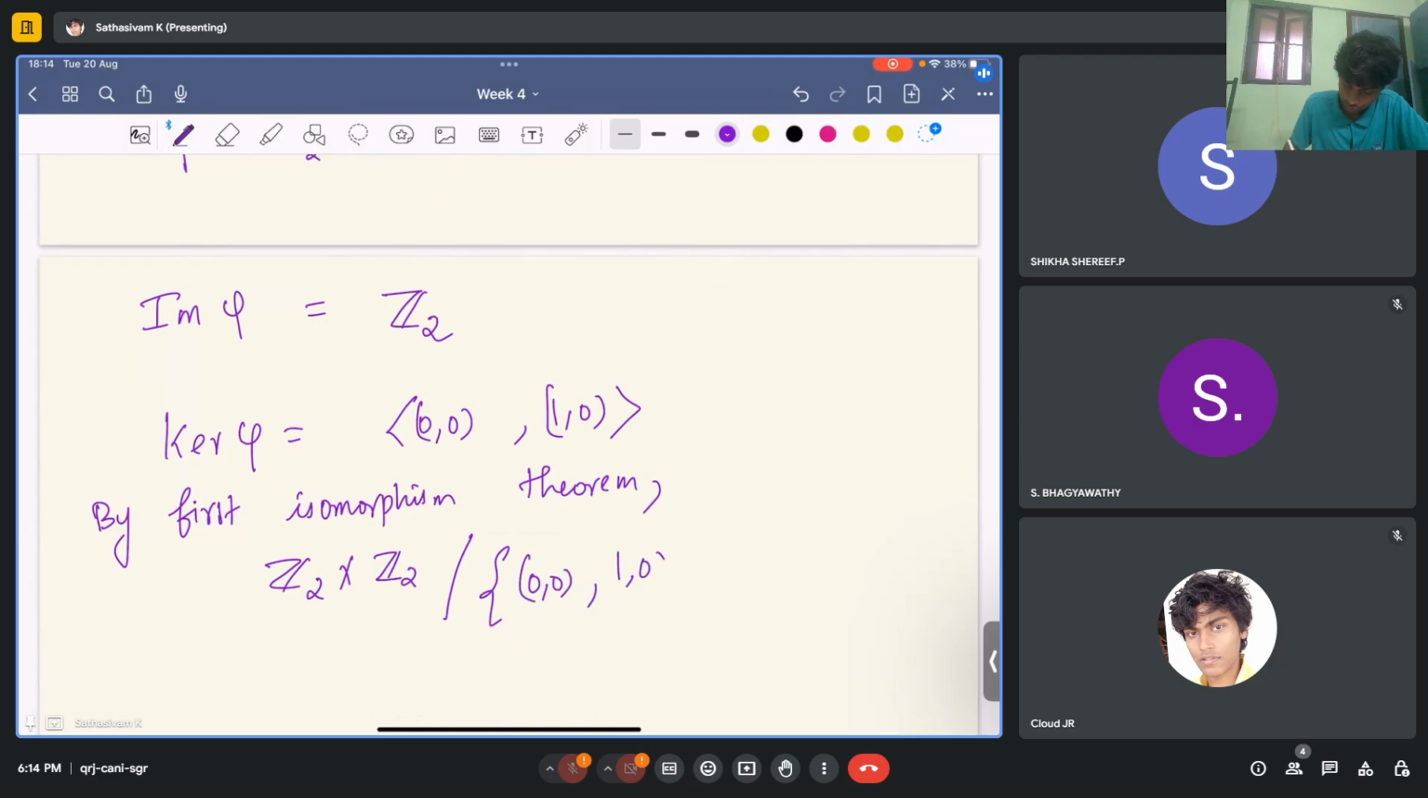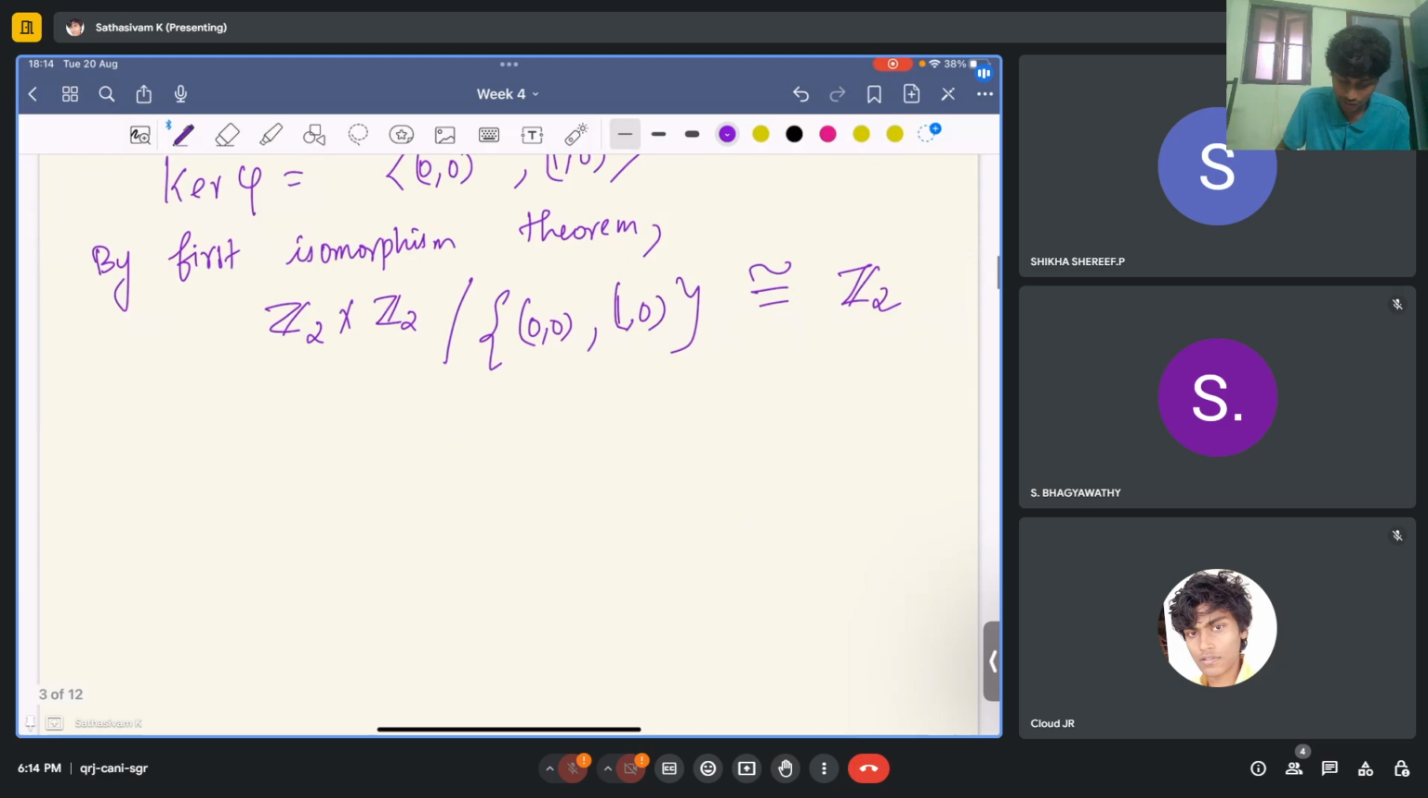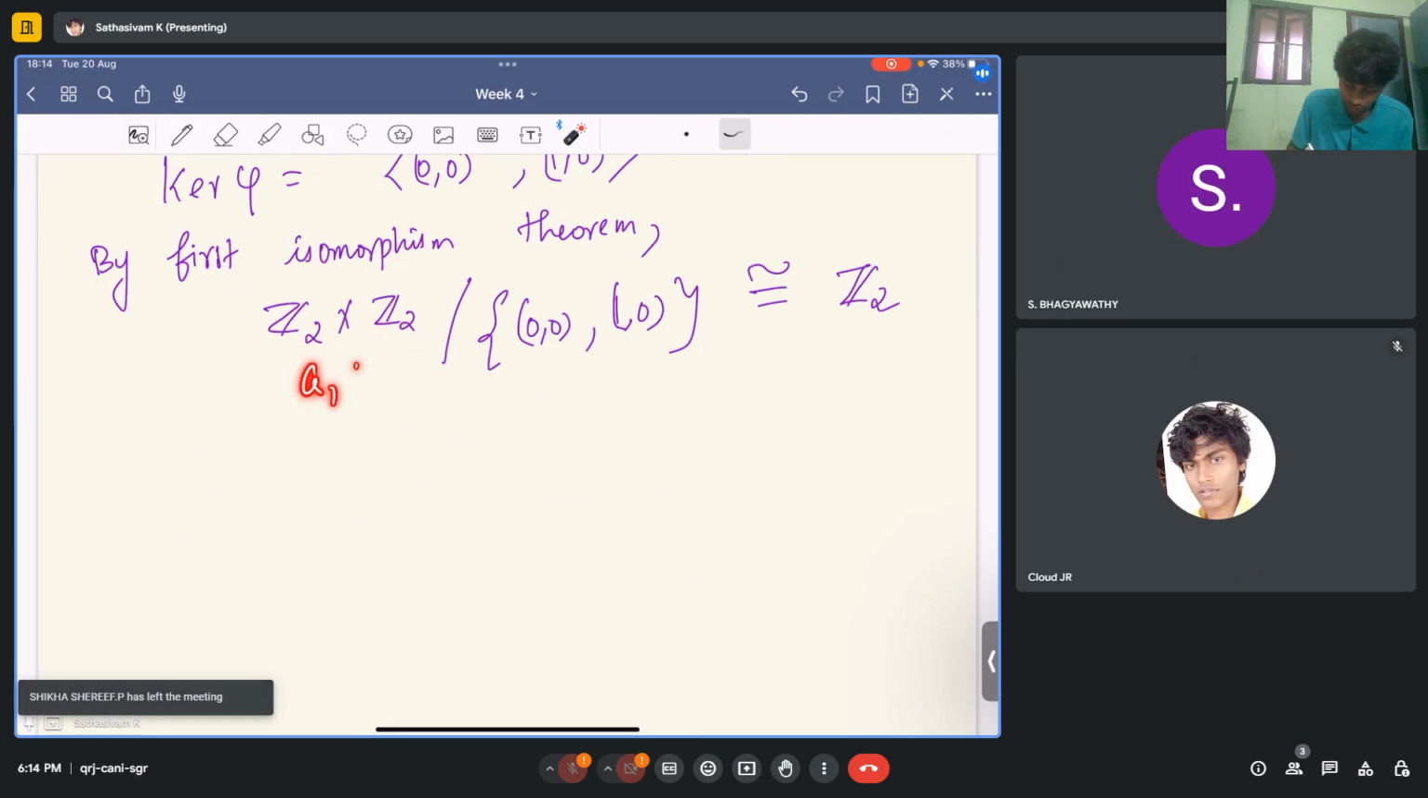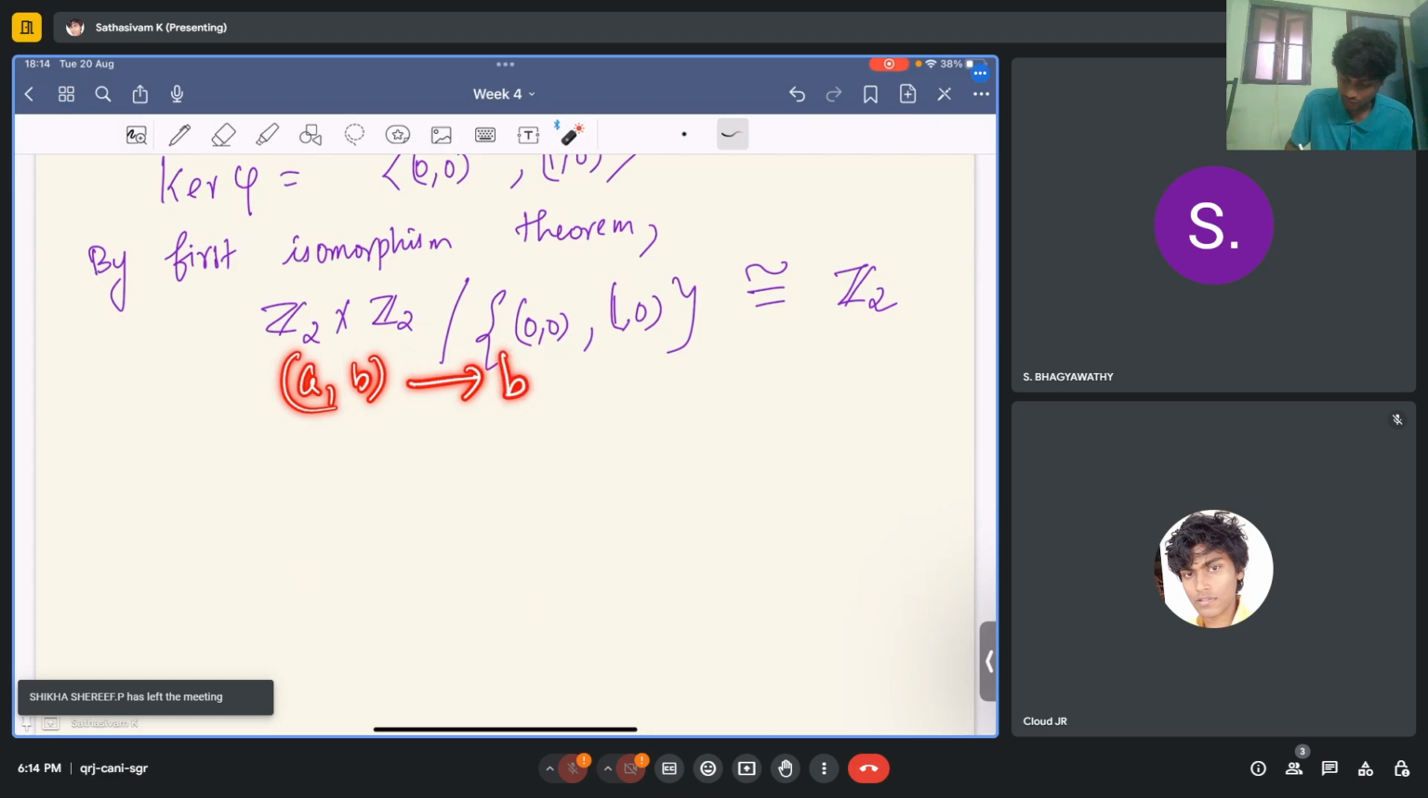So we have the subgroup, and this is isomorphic to the image, which is Z2. If you want to visualize it, this is kind of like a projection. If you know linear algebra, this map is kind of like the projection map. But anyway, basically what you're doing is you take (a, b) and you are just mapping it to b. That is what you're doing.